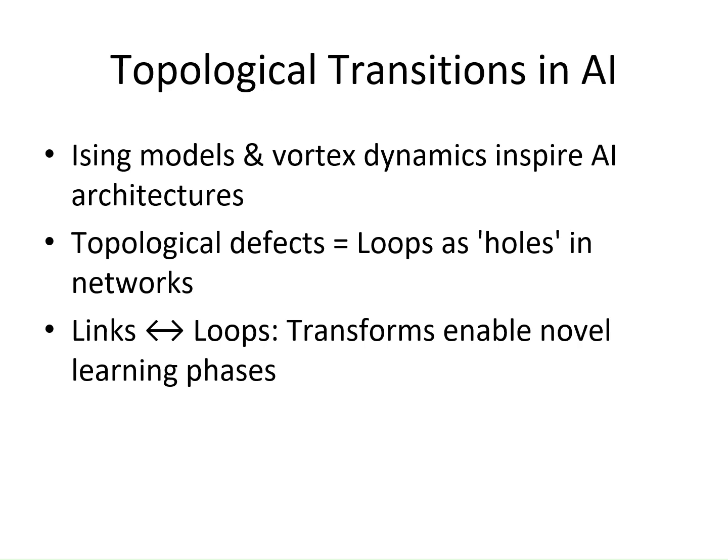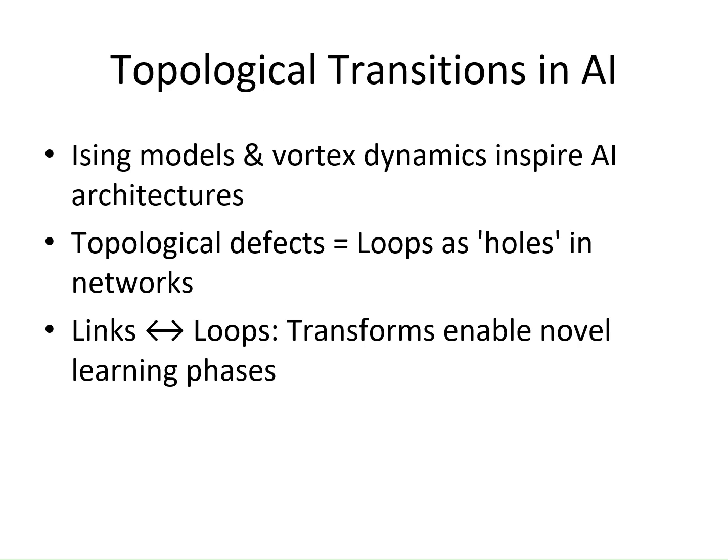In some physical systems, like for example superconductors or superfluids, we observe some kind of vortex-antivortex pairs, tiny squares of rotating energy. These pairs are actually topological defects. They are loops. The loops are imagined as holes in the networks. These pairs encode some hidden structure.